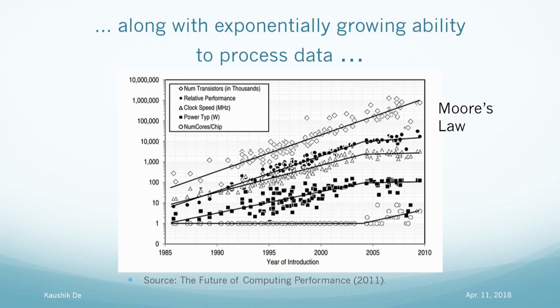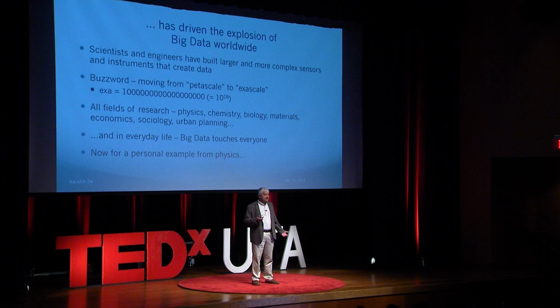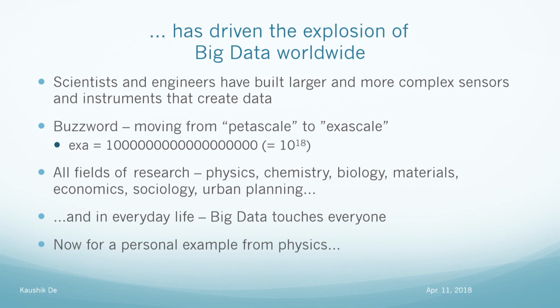So just as the cost of storage has gone down over the last 35 years, the power of computing has gone up exponentially over the past 25 years. So this is what has driven the explosion in big data worldwide. It has enabled things almost in every area of research, people are using big data. Whether you talk about physics, my own field, whether you talk about chemistry, biology, materials, economics, sociology, urban planning, in every field, big data has changed how people do their research. And it has changed our lives.